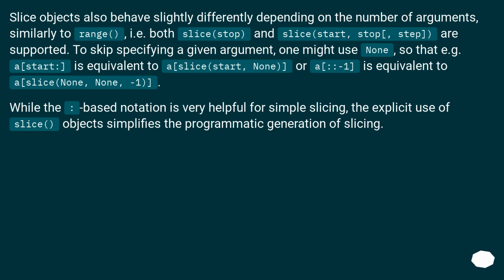To skip specifying a given argument, one might use None, so that for example a[start:] is equivalent to a[slice(start, None)], or a[:-1] is equivalent to a[slice(None, -1)]. While the colon-based notation is very helpful for simple slicing, the explicit use of slice objects simplifies the programmatic generation of slicing.